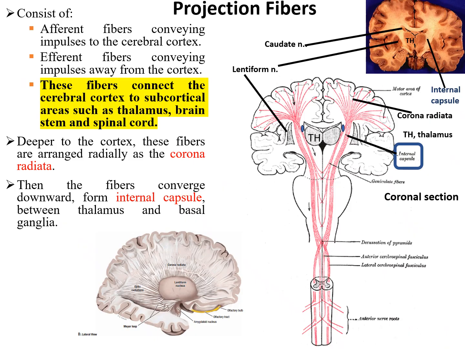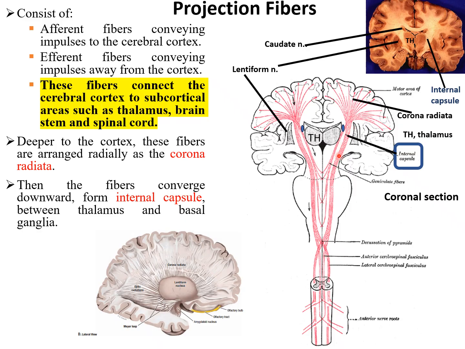Damage of the corpus callosum results in split brain syndrome. Projection fibers, as you see here, again in a coronal section. Here is the lateral surface, and here is the medial surface. Here is the corona radiata, which are axons of cells in the cortex. This corona radiata is fan shaped and descends downward, forming a band of fibers. We call it the internal capsule.